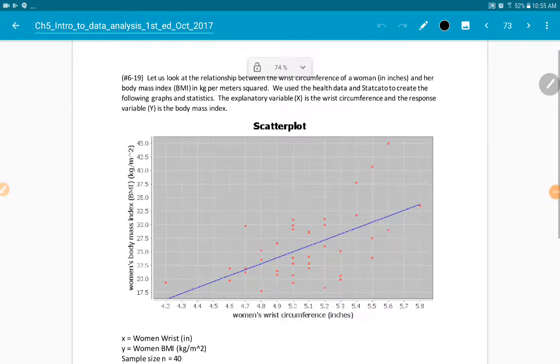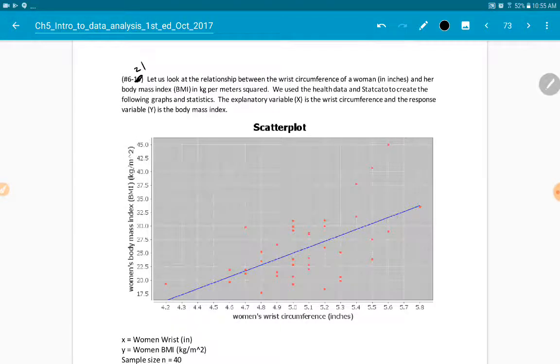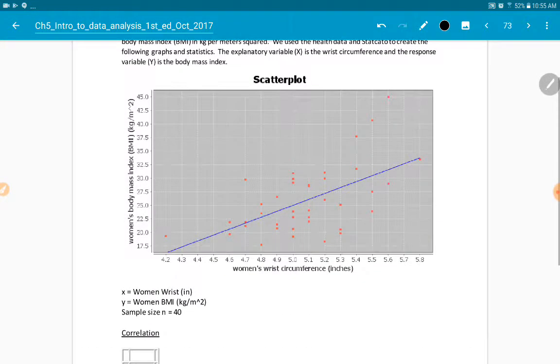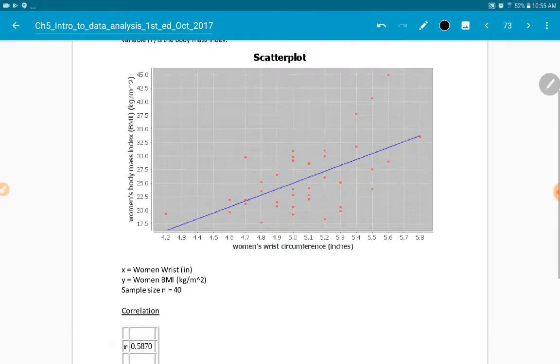All right, for Unit 5 review, numbers 6 through, I actually think it's 21. Let us look at the relationship between the wrist circumference of a woman, that's the explanatory variable, and her body mass index, BMI, in kilograms per meter squared. We use the health data and the printout here, which was created in Statcato, to create the following graphs and statistics. The explanatory variable x is the wrist circumference, and the response variable is BMI.